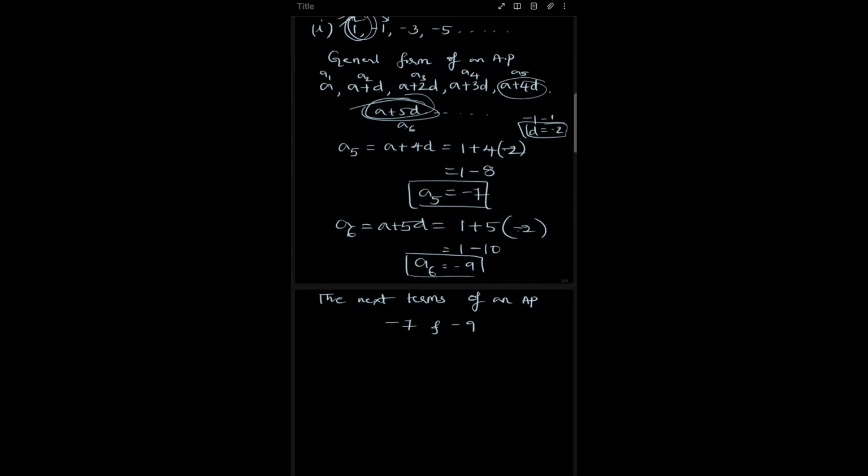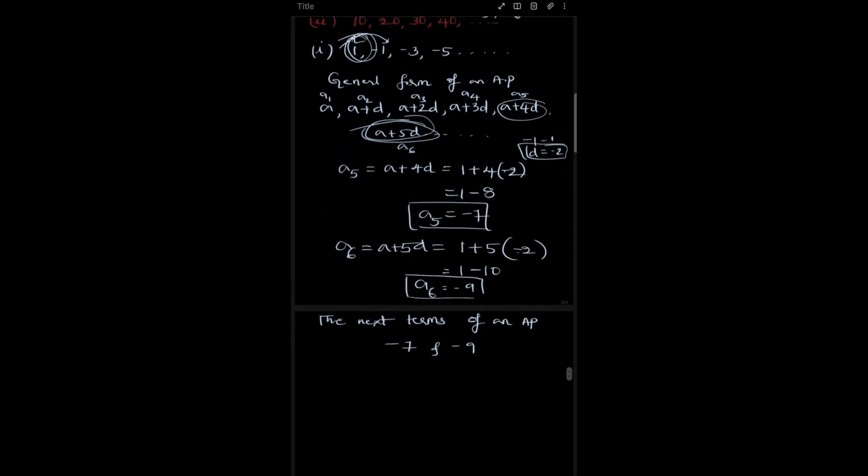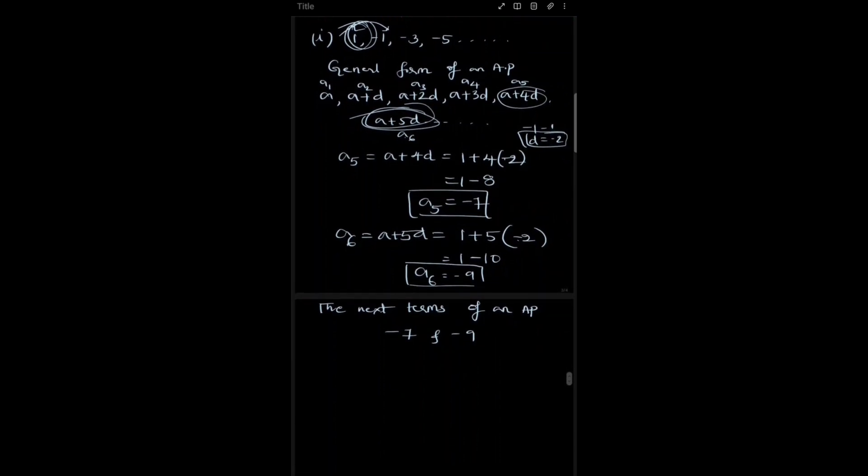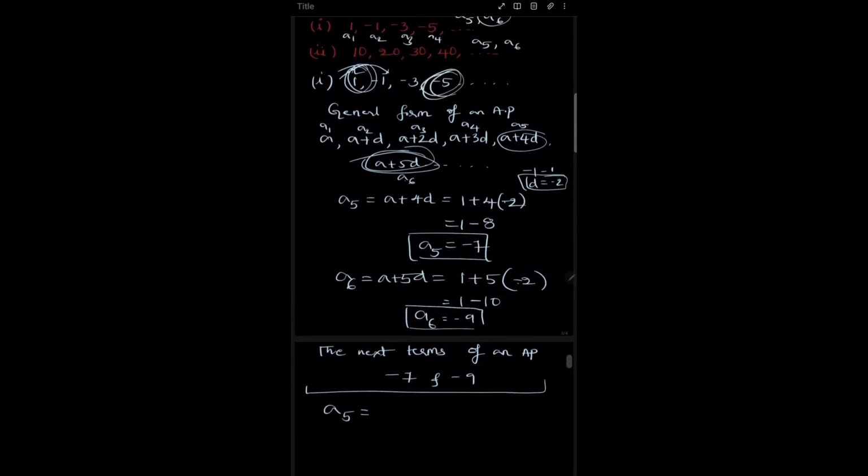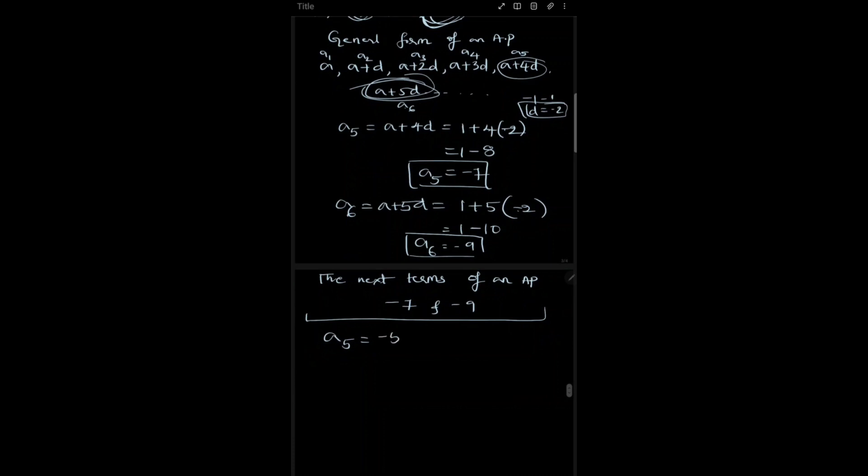Another way also we can calculate. For example, you have to find the fifth term, right? Write A5. The last term of the sequence is minus 5, write it here. And the common difference is minus 2, write it here. So add these: minus 5 minus 2, we get minus 7. In this way also we can find the fifth term or sixth term, not only formula based.